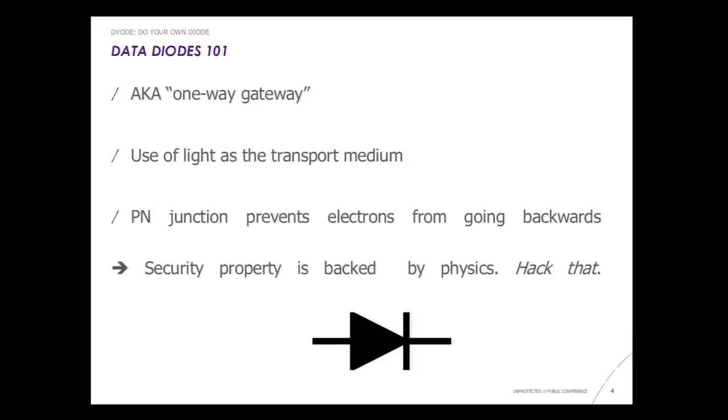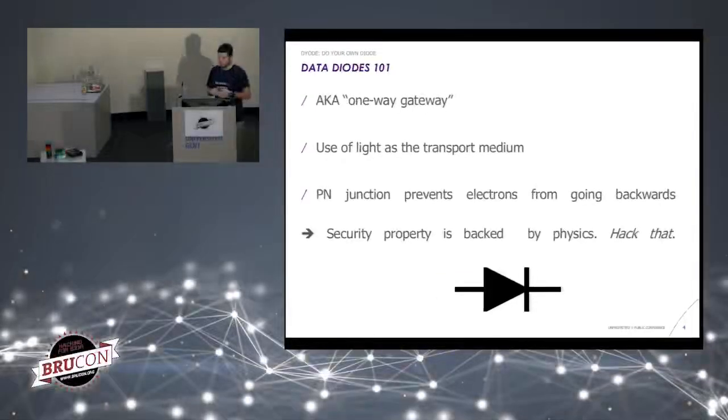How do we do that? We do that using light as a transport medium, contrary to what we do with Ethernet, where most of the time it's copper cable. And we use some very low-level physics properties of the optical components to make sure that the information only flows one way. So for example, in the light-emitting diodes or the photodiodes, you have a PN junction that prevents the electrons from going backwards. So the idea is that the security is backed by physics. I'm not saying that it's hack-proof. I'm just saying that we have a very high level of trust in those specific devices. That's why it seems interesting to me.